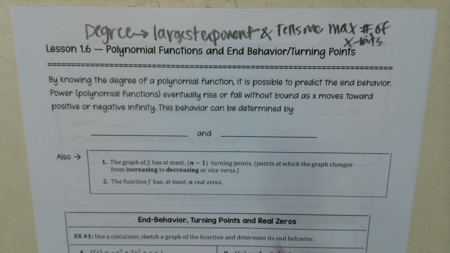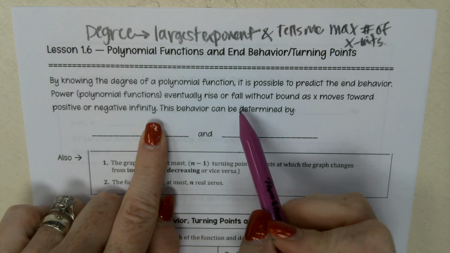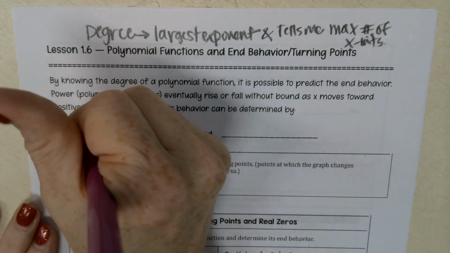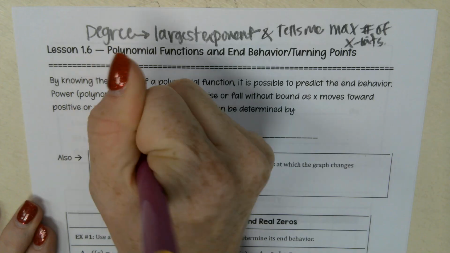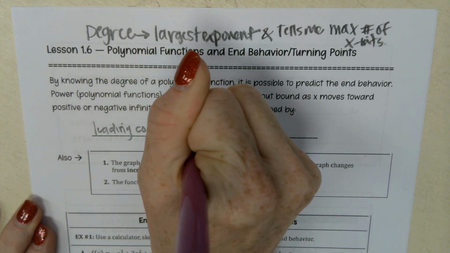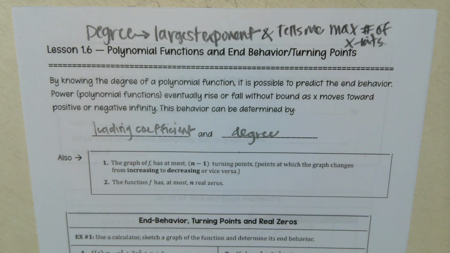All right, now, that power of the polynomial functions, they rise or fall without bound as the x moves towards positive or negative infinity. So all I'm saying right here is, I should be able to determine the end behavior, like what the tails do, based off of two things. That would be the leading coefficient, and the degree of the polynomial, that highest power.